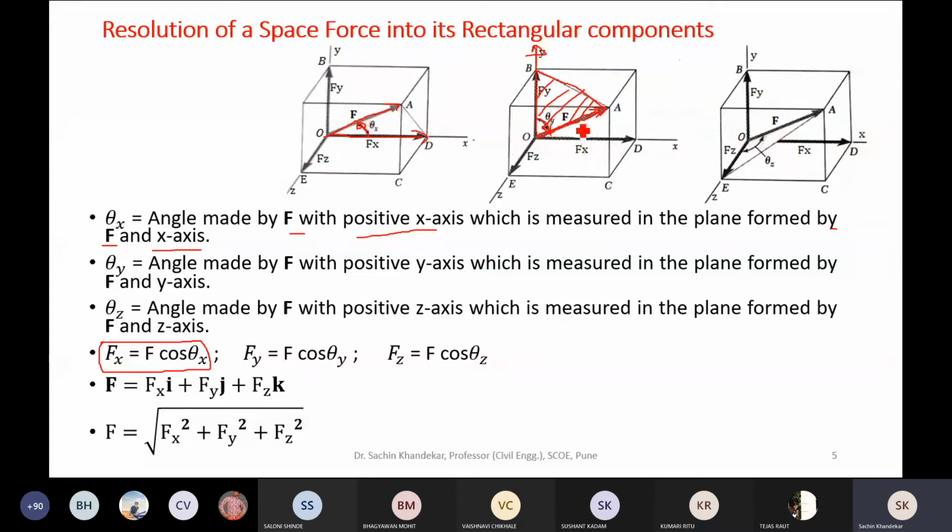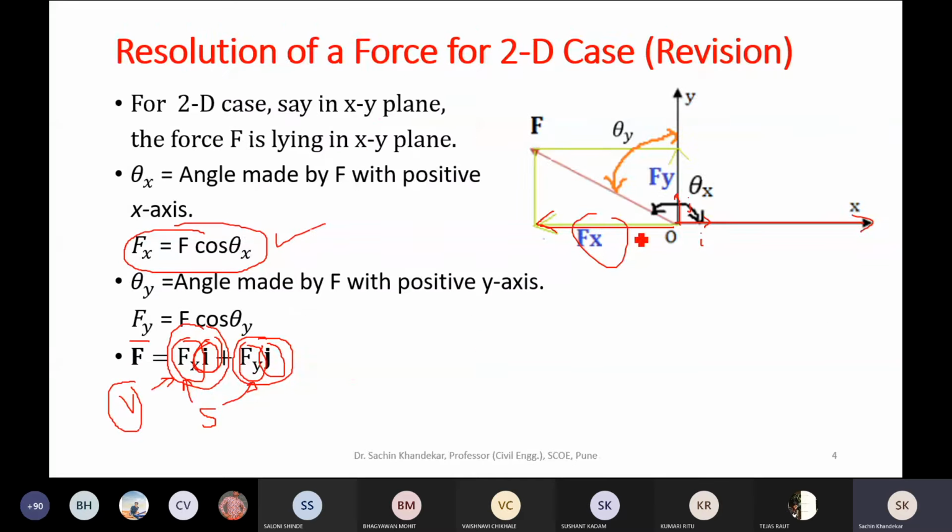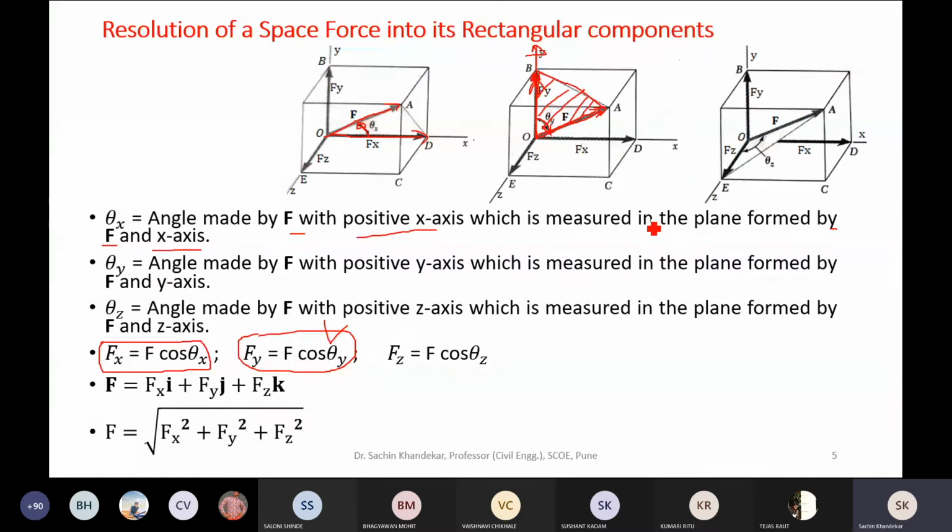So this is the F. Now I am taking the projected length of this F onto the y-axis. That projected length is nothing but the magnitude of that force, and of course it should be O to B. O to B is the projected length. And what should be the magnitude of that O to B? Fy is equal to F into cos of theta y. So O to B is Fy, and Fy is F into cos of theta y. I hope you are getting what I'm saying. I'm extending whatever I discussed for the 2D case to this 3-dimensional case.